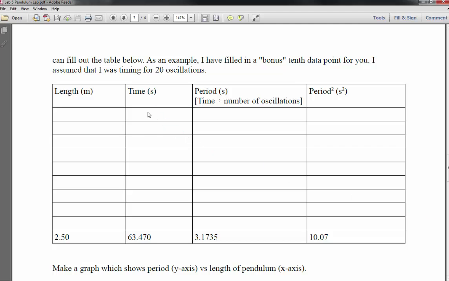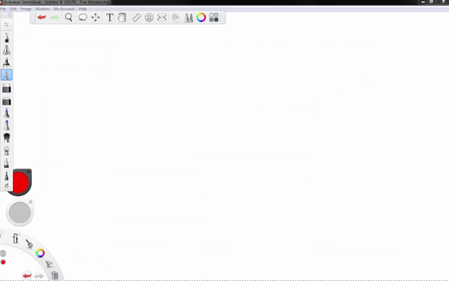The time row is for you to get the total time for however many oscillations you choose. In the case of my example, I timed for 20 oscillations. And so you're going to do a time column, you're going to do a period column, this divided by this, and you're going to do a period squared column, this number squared. So let's look at the example piece of data that I've included for you, just for illustrative purposes.